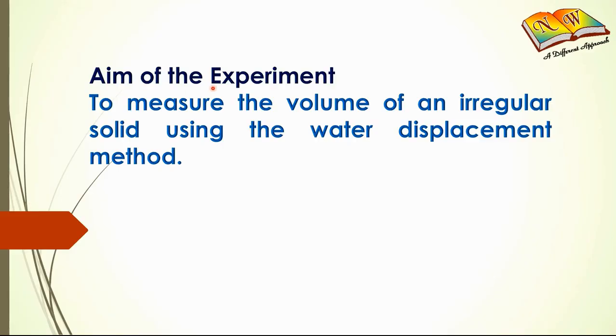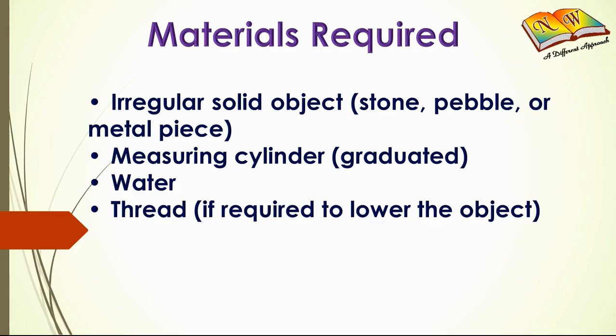The aim of this experiment is to measure the volume of an irregular solid using the water displacement method. The material required for performing this experiment is an irregular solid object. It should be denser than water so that it goes into water. It should not be something that floats on the surface. So you can use a stone, a pebble, or a piece of metal. I'll be using a metallic bob in this case.